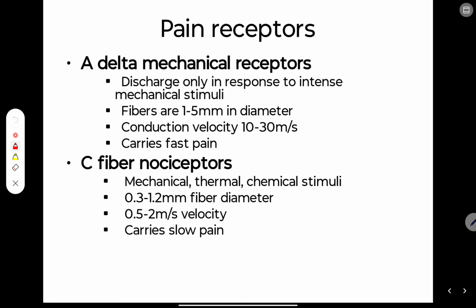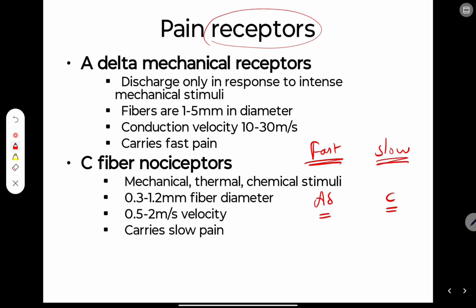Now, before we understand the pathway of pain, we need to understand the receptors which are responsible for sensing the pain stimulus. We have two types of pathways. Remember, we have fast pain and slow pain. Fast pain is carried by A delta fibers, and slow pain is carried by C fibers. Accordingly, the receptors have been classified. The A delta mechanical receptors mainly carry fast pain.